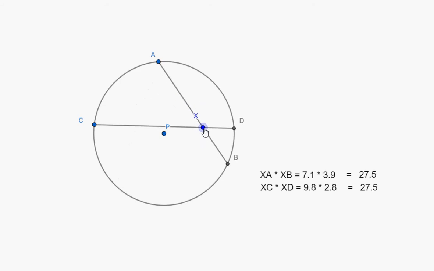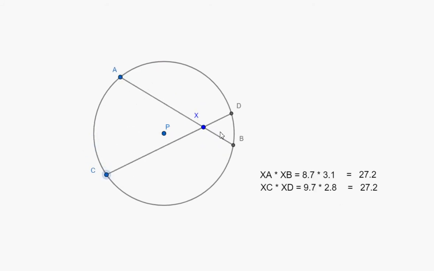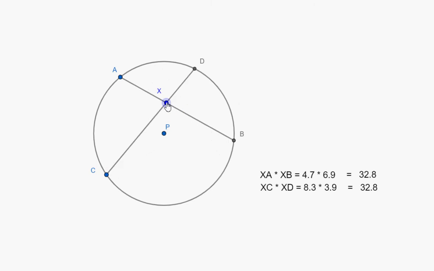As we move the point X around, or the point A around, or the point C around, we see that the product changes, but the two products are always the same. And that is the true nature of the power of the point. This is the two-chord version.